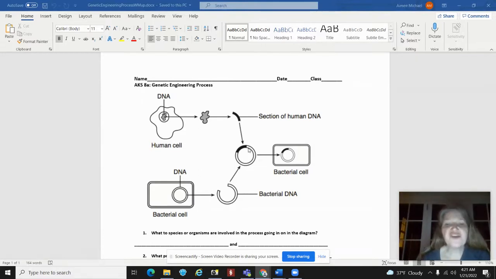cell. Now, a genome is that entire set of DNA, and we've been over that a few times, but it's the entire set of DNA that an organism or a virus has. In this situation, the bacterial cell is being modified. And so here, this bacterial cell represents the genetically modified organism. Again, that genetically modified organism is going to have genes from an organism of a different species.